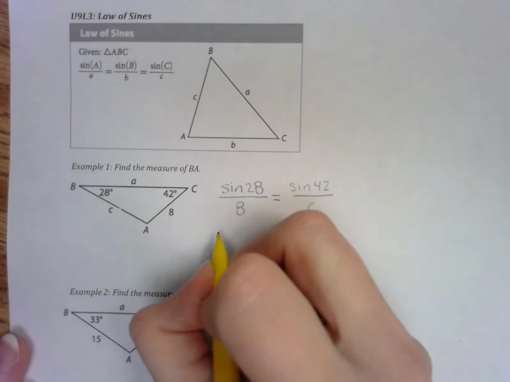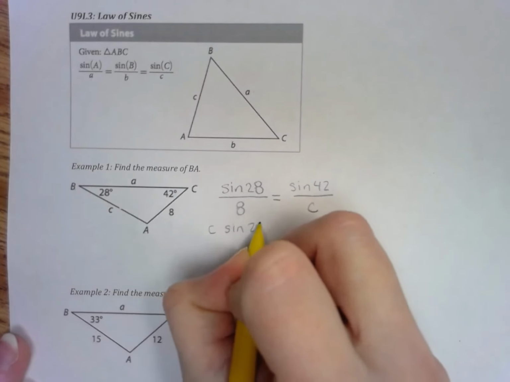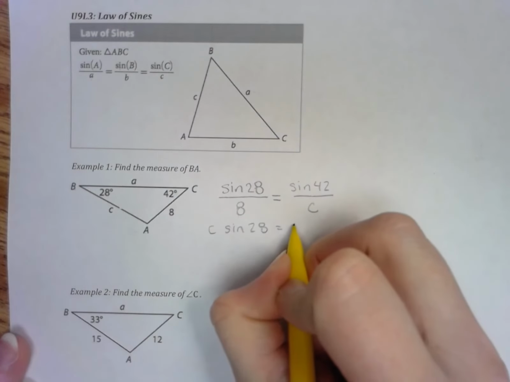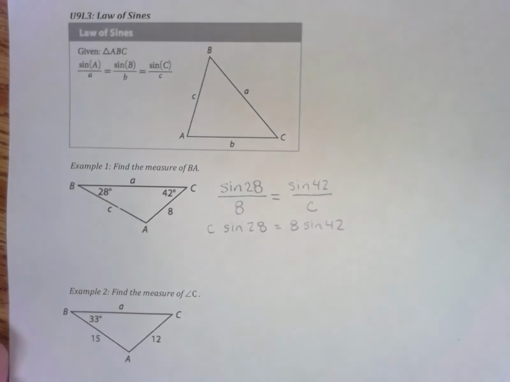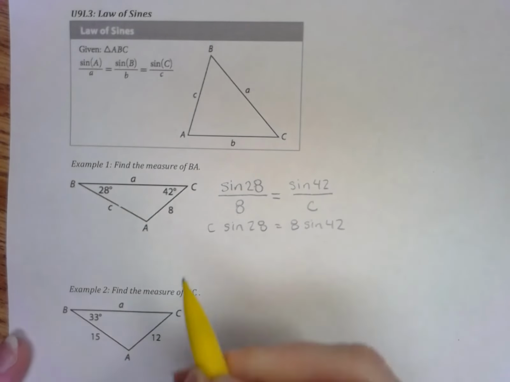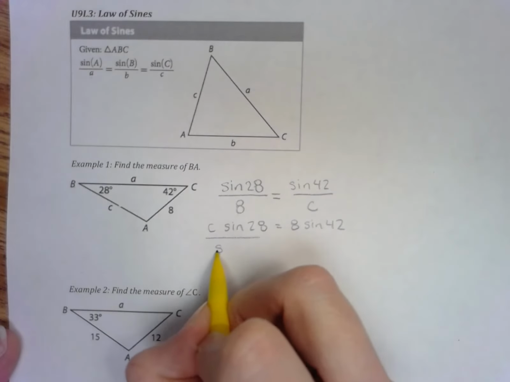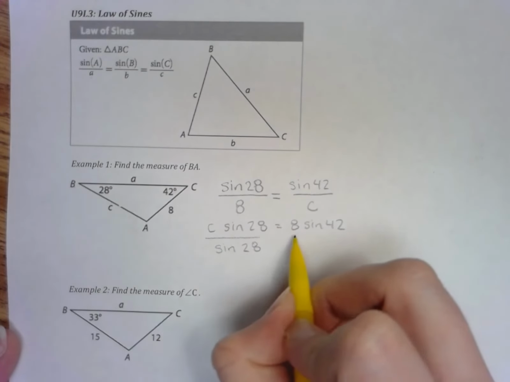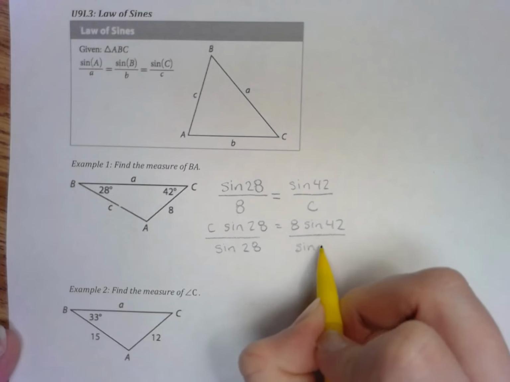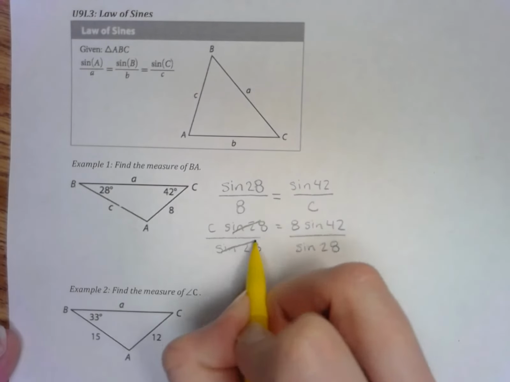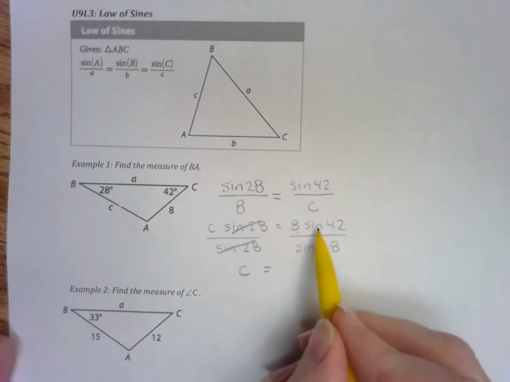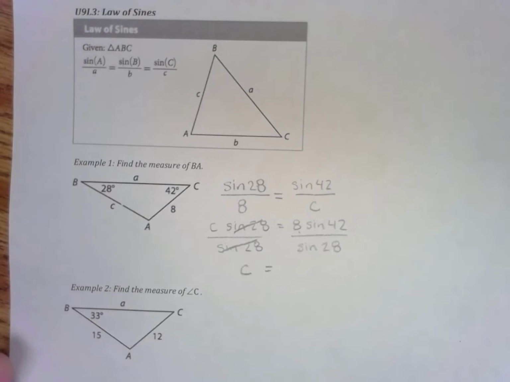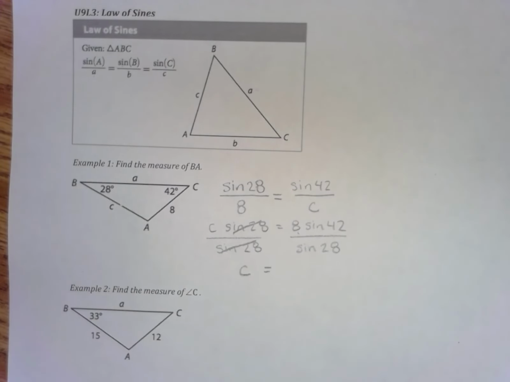So now we use cross multiplication to solve this proportion. We have c sine of 28 and 8 sine of 42. You will then need to divide by sine of 28. So we will find that c is going to equal 8 times sine of 42 over sine of 28. Let's punch this in the calculator now.